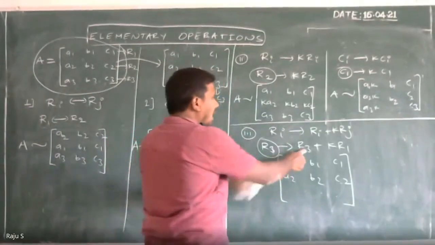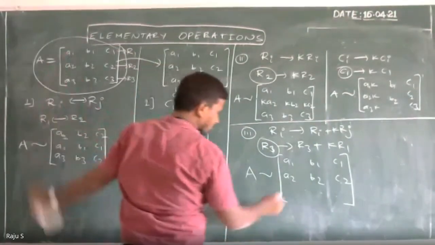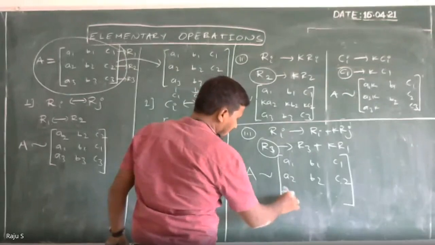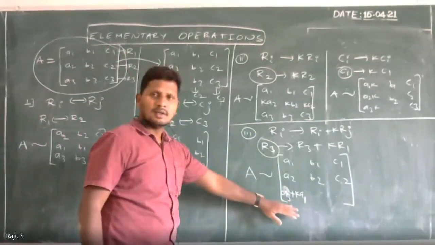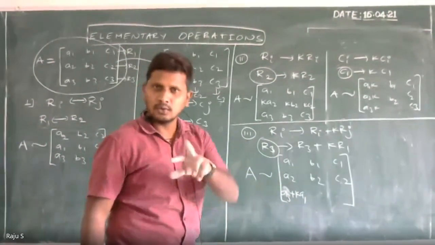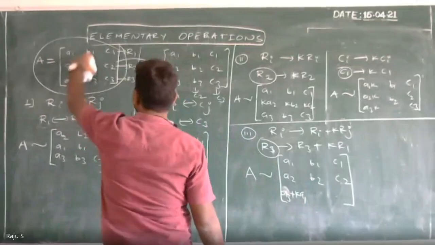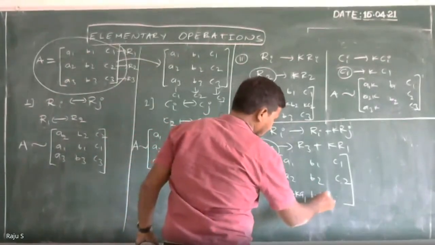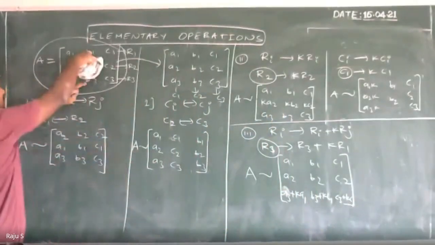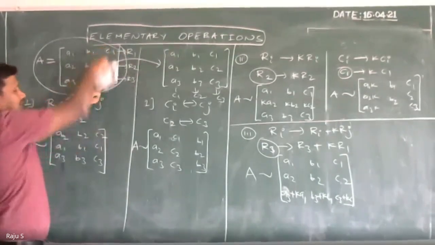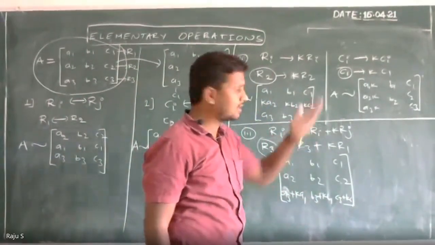What about R3 becoming R3 plus K R1? R3 is A3 plus K R1, nothing but A3 plus K A1. Is it right? Whenever you want to add any two rows, you should add the corresponding elements. Now, the second one: B3 plus K B1, and C3 plus K C1. So we have to add the corresponding elements. R1 plus R2 is nothing but adding corresponding elements.